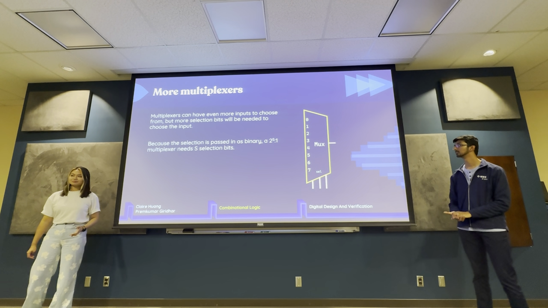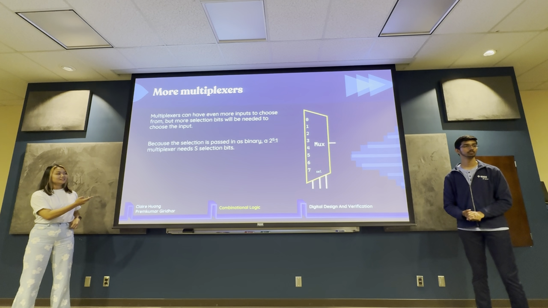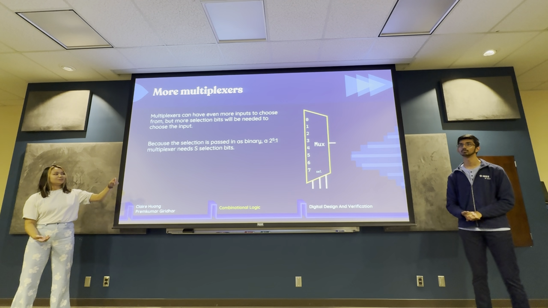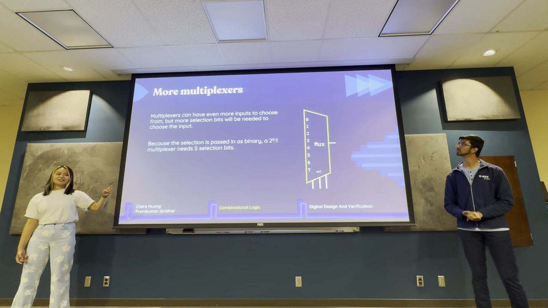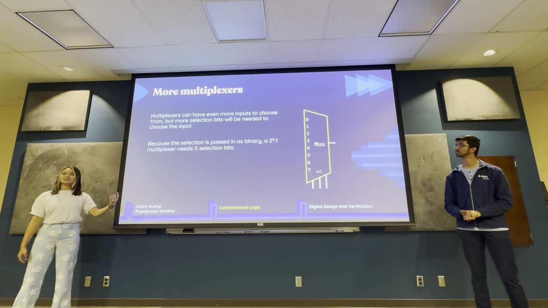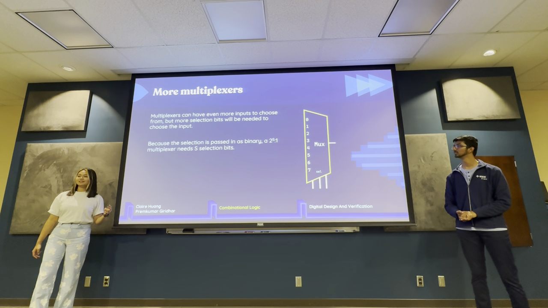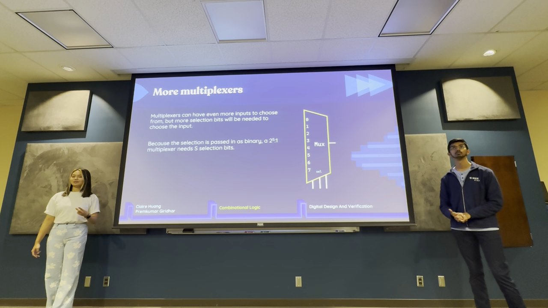So therefore, a 2 to the s to 1 multiplexer, which means it has 2 to the s inputs and 1 output, will need s selection bits, so it can choose every single path. Do we have any questions on multiplexers so far?